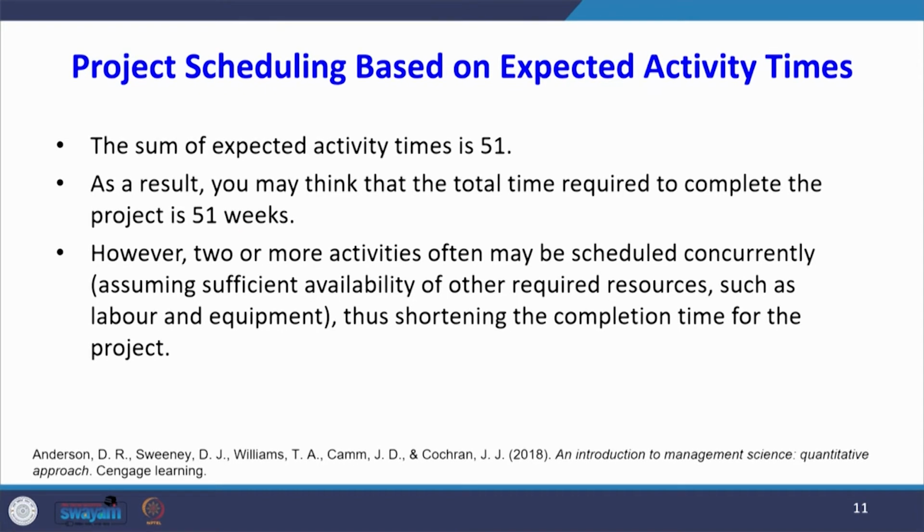but that is not correct, because 2 or more activities often may be scheduled concurrently, assuming sufficient availability of other required resources such as labor and equipment, thus shortening the completion time for the project. It is not necessary it will take 51 weeks. Certain activities can be done in parallel, so that the project can be finished in less than 51 weeks.